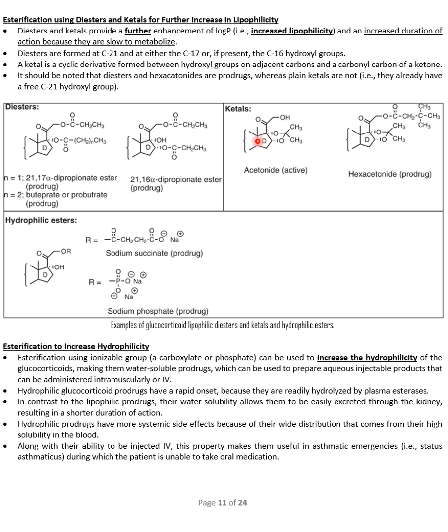So in the case of the ketal, if it's formed on the 16 and the 17, and we left the OH free, then it's not a prodrug, because it could still bind to the receptor. So the 21 is essential for binding, while the 17 is not as essential. So therefore the drug is still active.